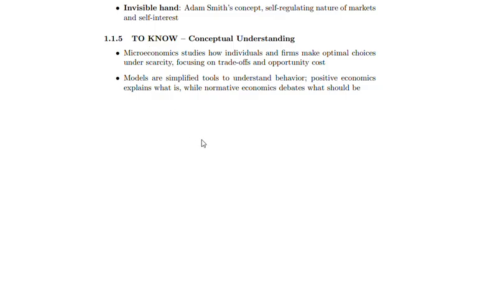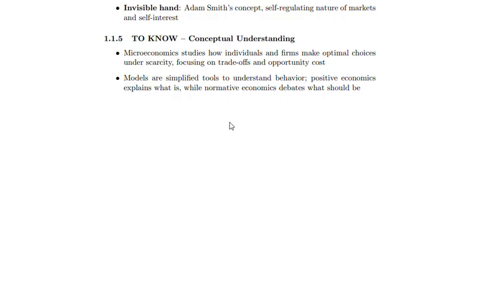The key to know is that microeconomics studies how individuals and firms make optimal choices under scarcity, focusing on trade-offs and opportunity cost. The thing is opportunity cost. It is why economics is different from accounting, because we think about economic cost, and those economic costs are sometimes not related to money, maybe related to your feeling or something, but you need to consider it.